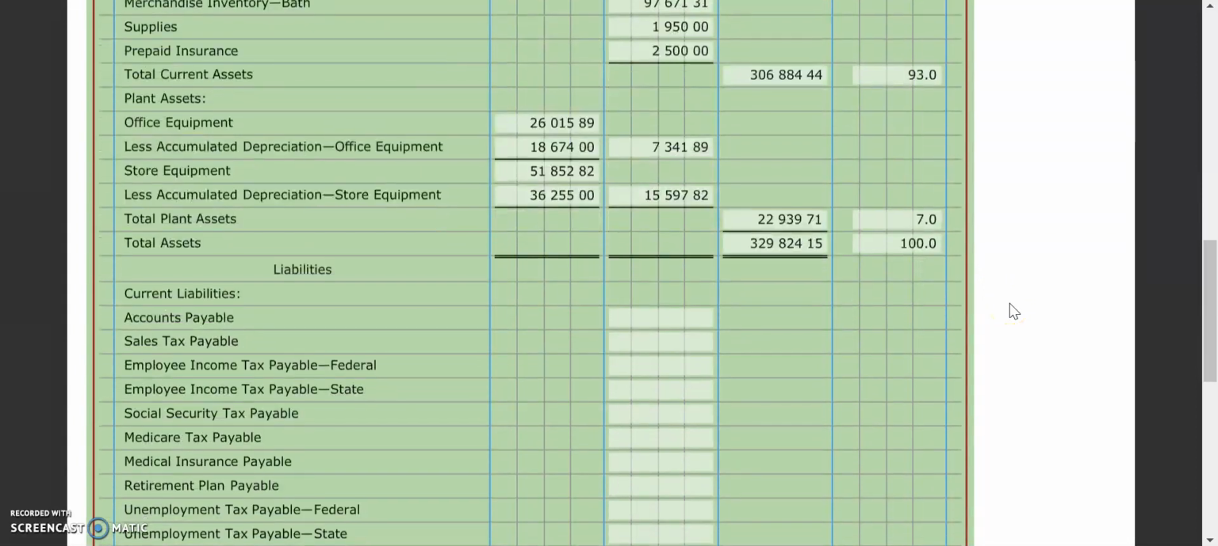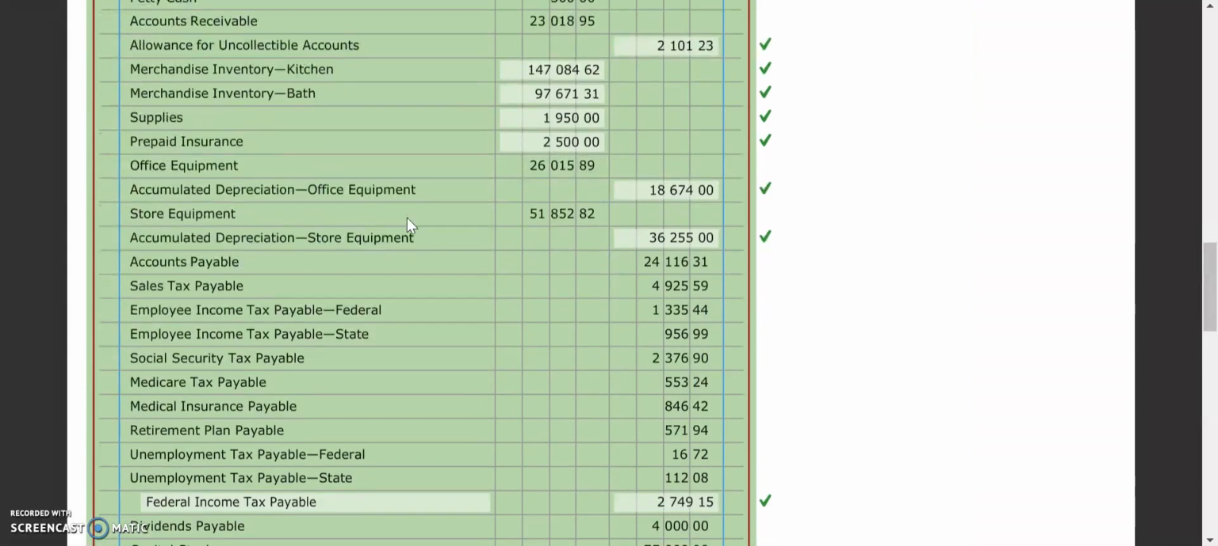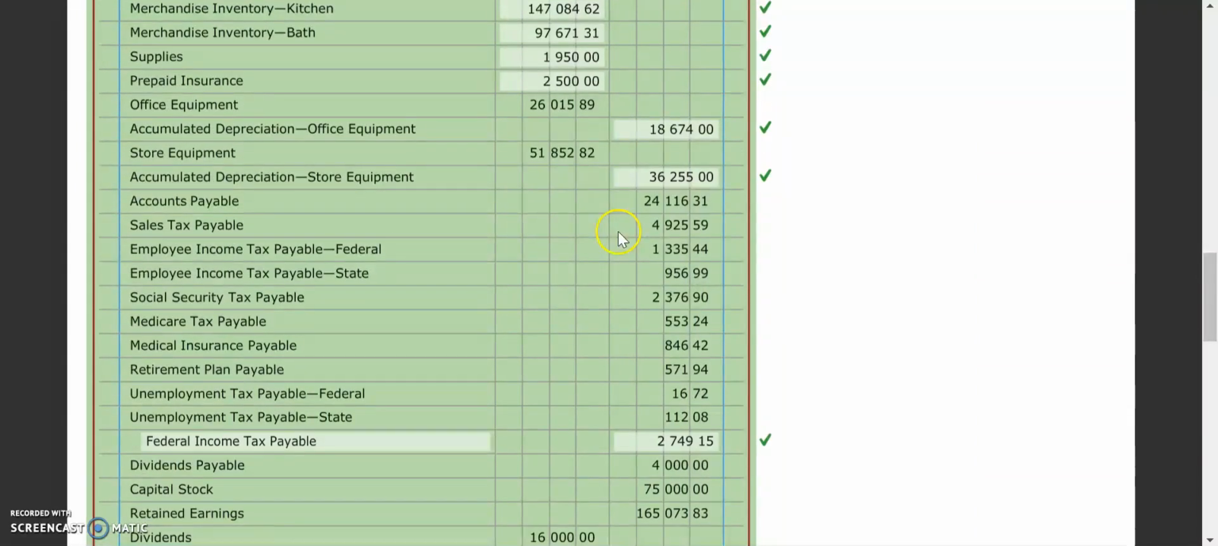We'll scroll down here to do our current liabilities. So we're going to go through, grab all of our liabilities. Of course, these are also all coming from our adjusted trial balance. So you can see where we start with our payables. Our payables are here all the way down to dividends payable. So we're essentially just grabbing all of these numbers.